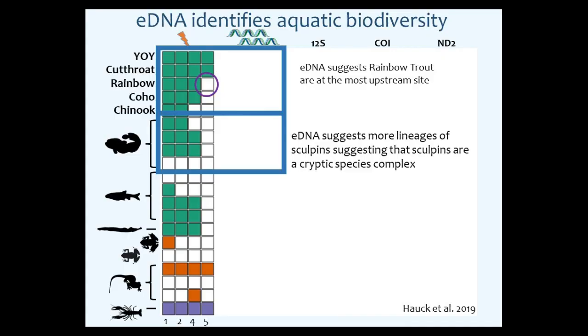So using that approach of the multi-gene eDNA metabarcode, we looked at Fall Creek that flows into the Alsea watershed in coastal Oregon. And this was our electrofishing results.